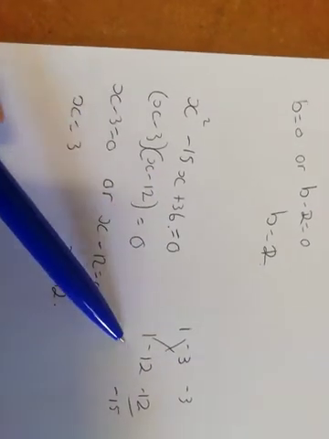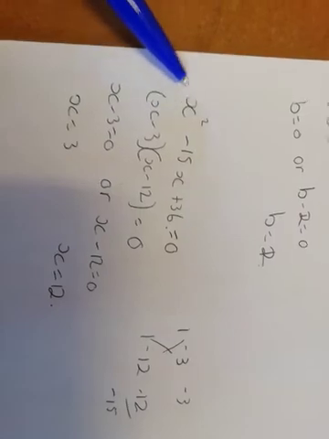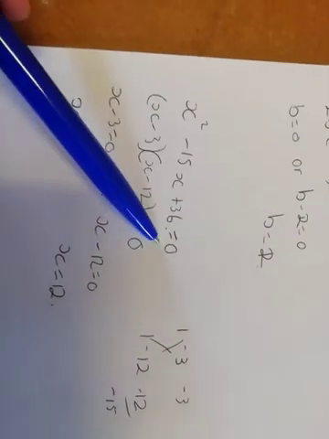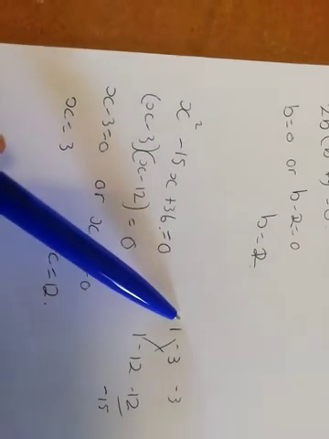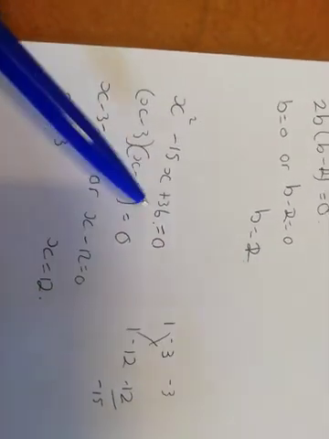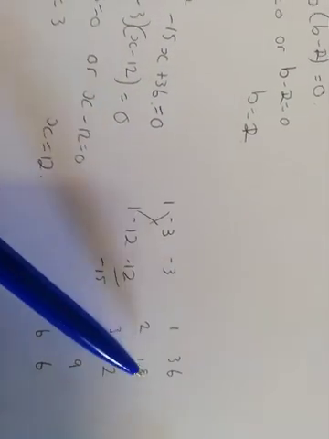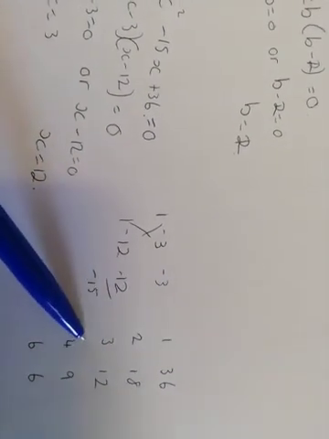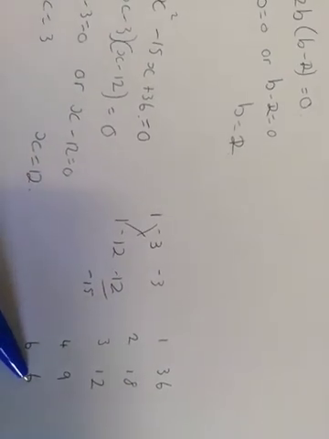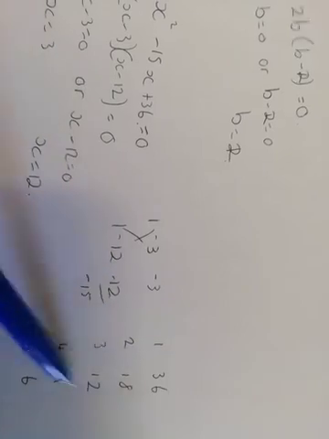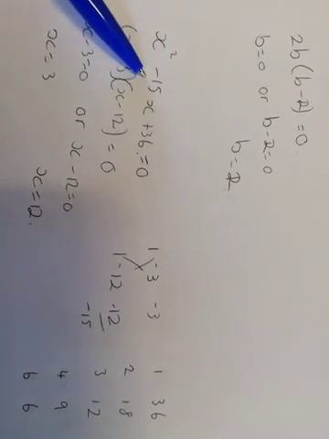The cross product method is the fastest way to do it. So you check factors of your first term and factors of your last term. The factors of your first term are 1 and 1. And the factors of your last term are 1 and 36, 2 and 18, 3 and 12, 4 and 9, 6 and 6. Using those, you have to check how you can find your middle term of negative 15.